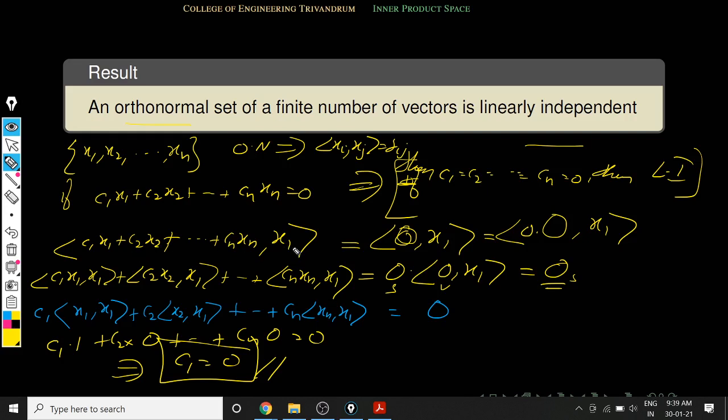If you consider x2, then this side is the same, 0 into x2, we can write this 0 as 0 dot 0 into x2, and 0 is a scalar, this is a real number, so the product equal to 0. So the right hand side is always 0, whatever be the second vector, x1, x2, xn. By simplifying the left side, what happened? If you use x2 instead of x1, then this becomes inner product of x1 x2, this is x2 x2, etc. This becomes xn x2. Clear? So only this term is not 0, all other terms are 0, so that implies c2 equal to 0.